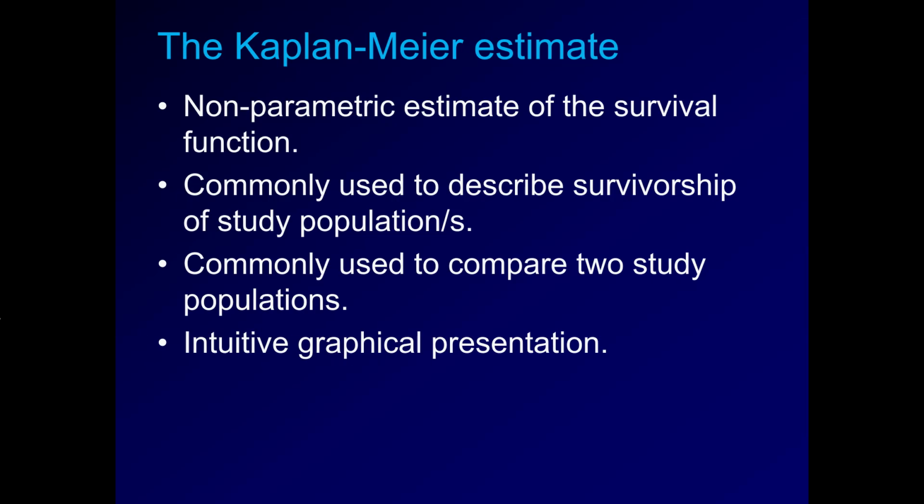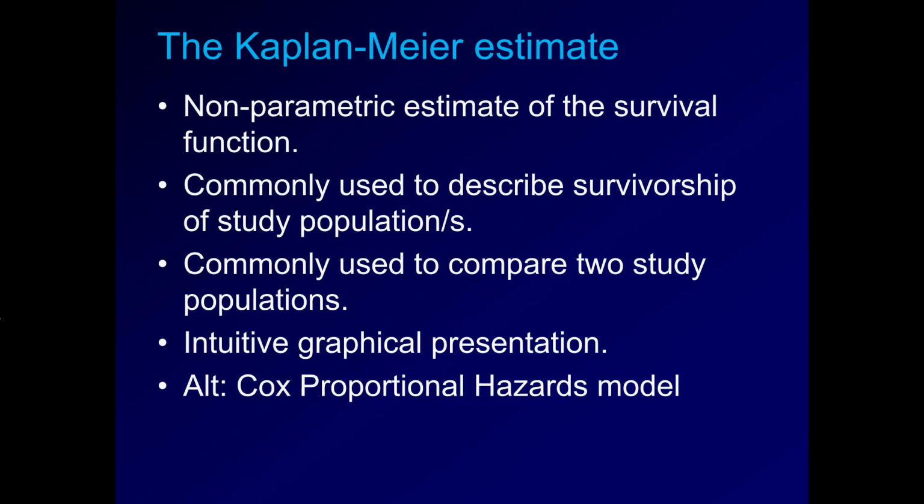There are lots of others. The most commonly used alternative approach is known as the Cox proportional hazards model. We're not going to talk about that. We're not going to use that. It allows much more nuance, and it's a much more powerful technique in some ways. It's a more flexible technique, I should say.